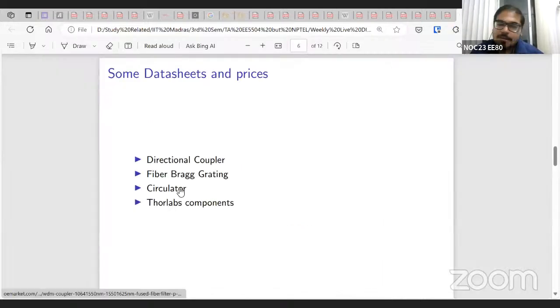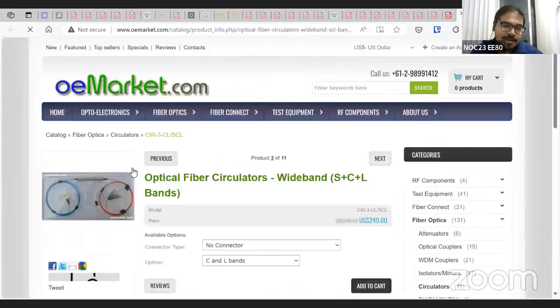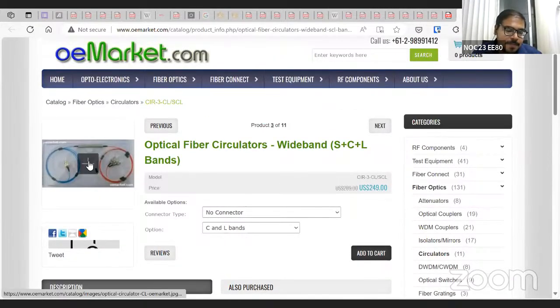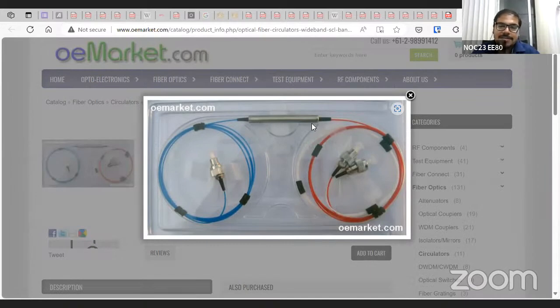Then here's how a circulator looks. Same, the package looks almost the same. Everything will be inside this tube, and you will have access to all these pigtails. The notch is not clearly visible, but here you can see a notch. So these are the typical components you'll be seeing.